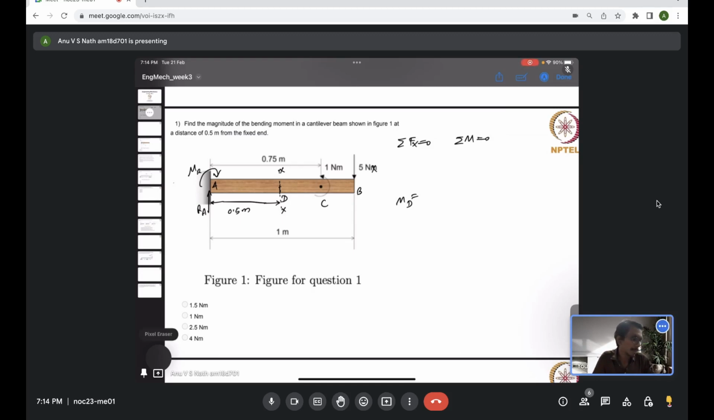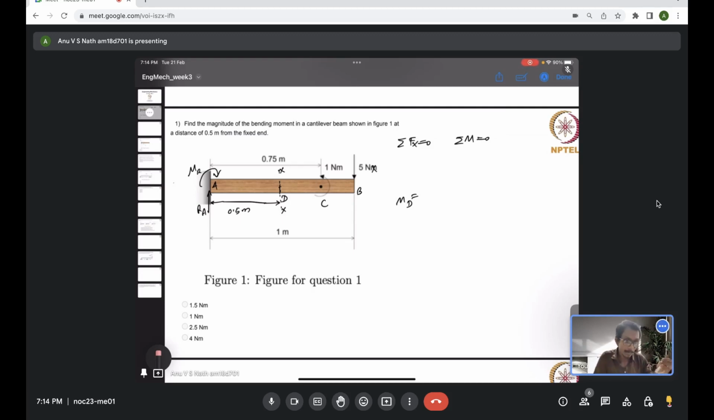Now, if you consider the section XX, on the left side you have all the forces which are known, which is RA and MR. Once you do that, you can use those reaction and the reaction moment on the left hand side to evaluate the bending moment at the section XX, which is passing through the point D.